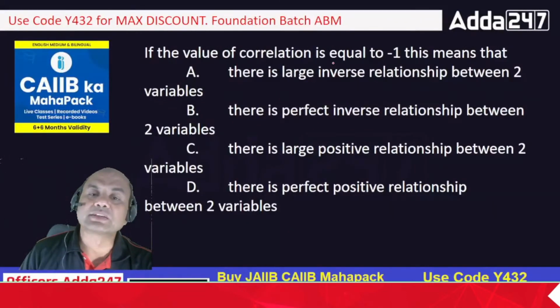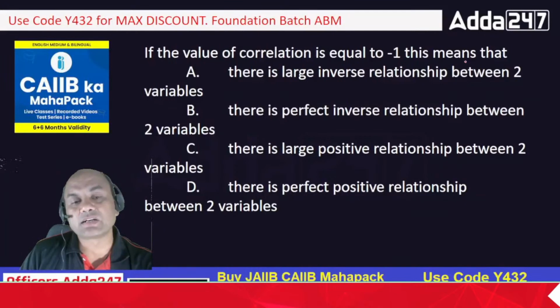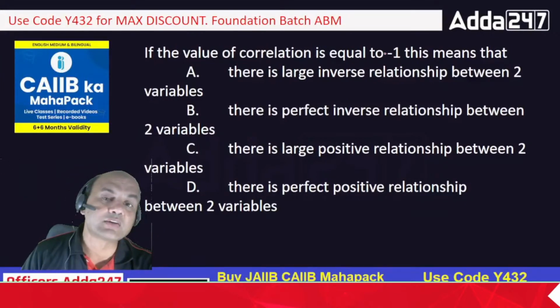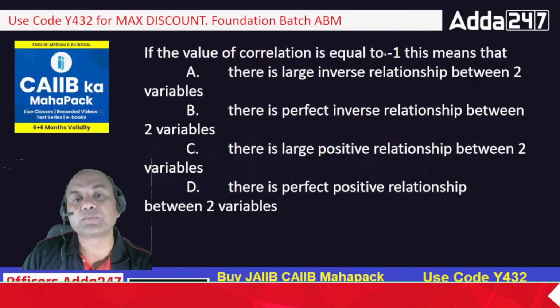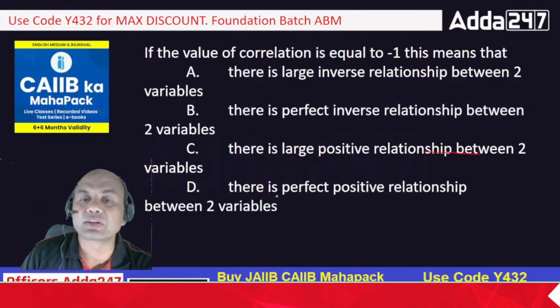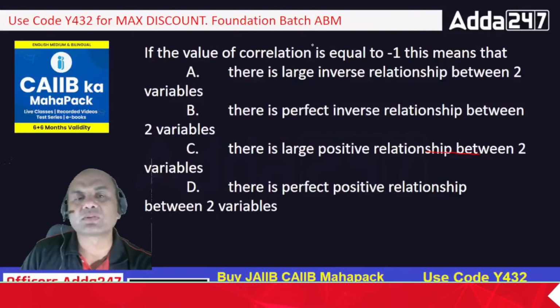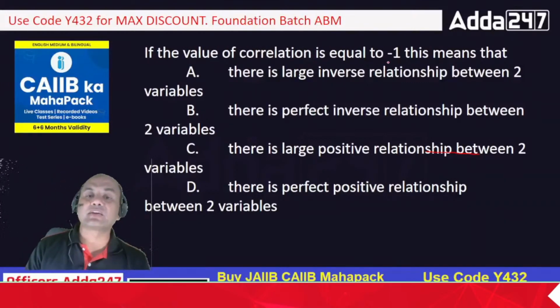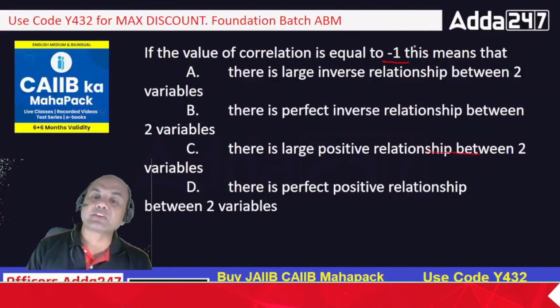If the value of correlation is equal to minus 1, then this means what? See here, just now we saw if r is less than 0, then it means a negative relationship. But if it is exactly equal to minus 1, there is a large inverse relationship between the two variables, a perfect inverse relationship, a large positive relationship, or a perfect positive relationship. So what can be the answer over here? Here it's exactly equal to minus 1. So minus 1 means what?